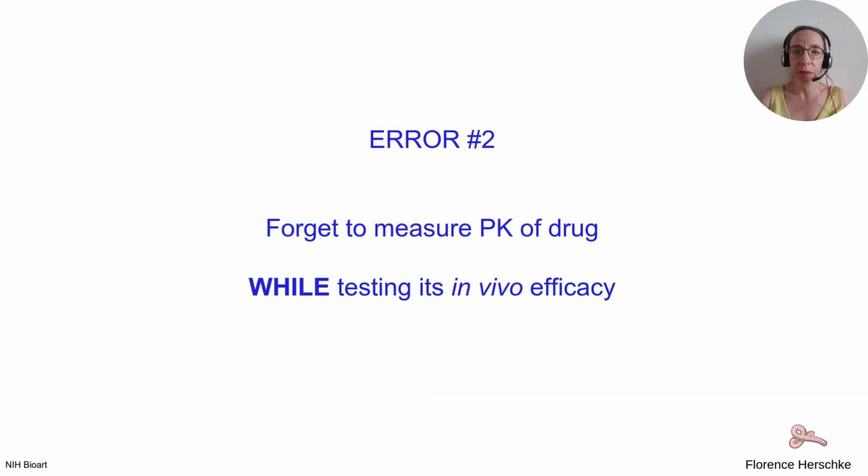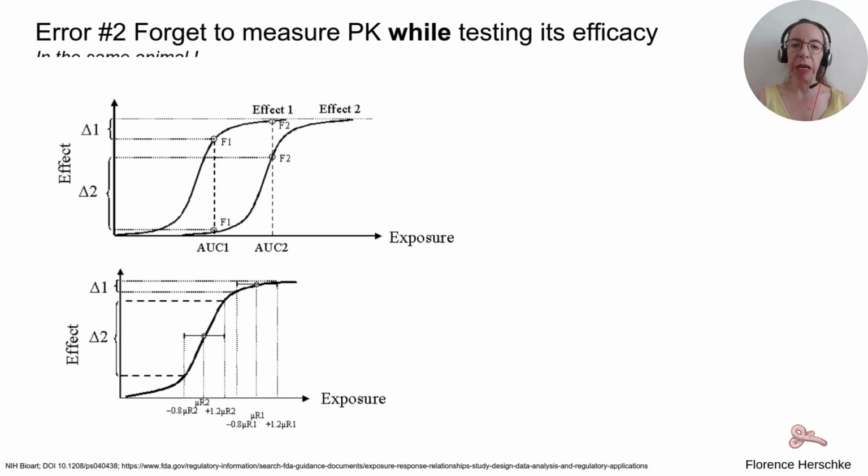Error number 2. Forget to measure the PK of the drug you're analyzing while testing its in vivo efficacy. If you do not measure PK while testing for drug efficacy, how will you establish PK-PD relationship? And how will you compare between drugs? It might very well be that one drug works much less well than another in terms of efficacy, and that this is entirely explained by its PK profile.